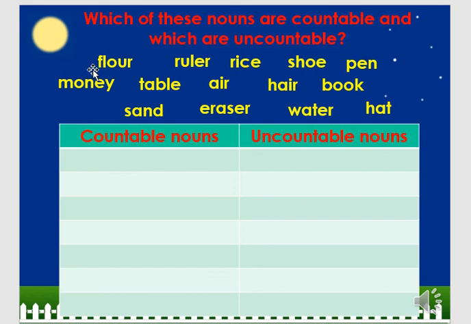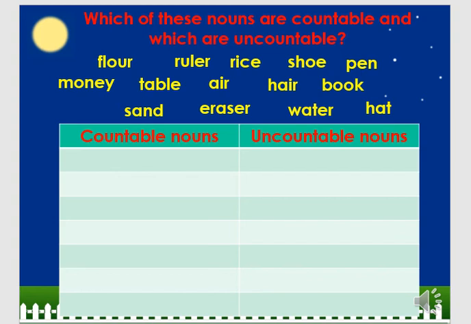Okay? We have flour, ruler, rice, shoe, pen, money, table, air, hair, book, sand, eraser, water, and lastly, hat.